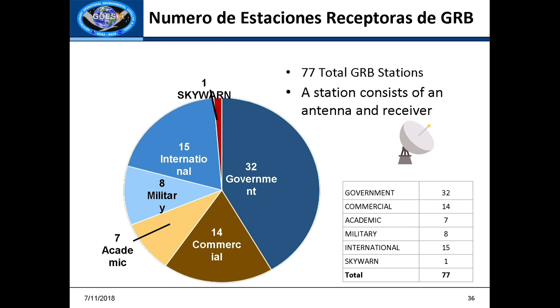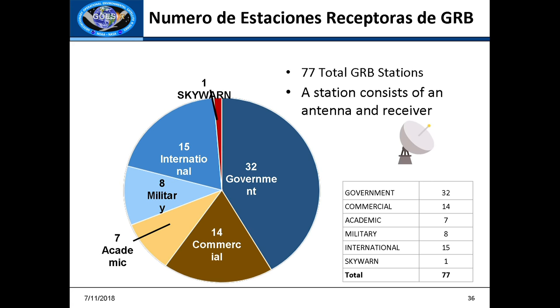Well, through the GRB user group, we've been able to find out who's planning on installing a GRB receive station, and who's installed them and is receiving data. A station is considered to be an antenna and a receive station, like I described earlier, and the software to process it. And so I've accounted for 77 of those receive stations.